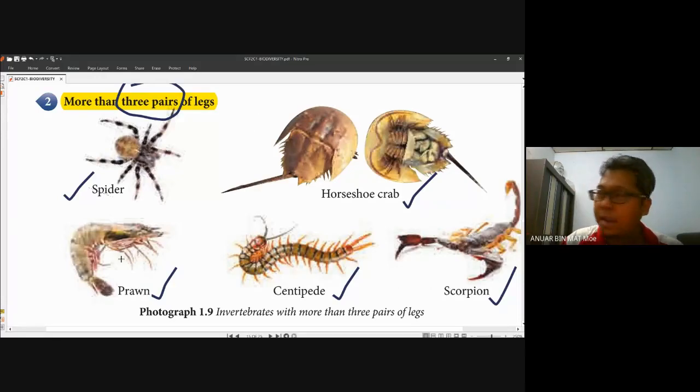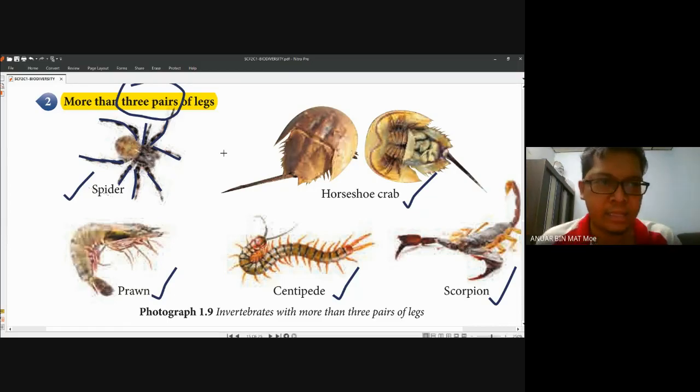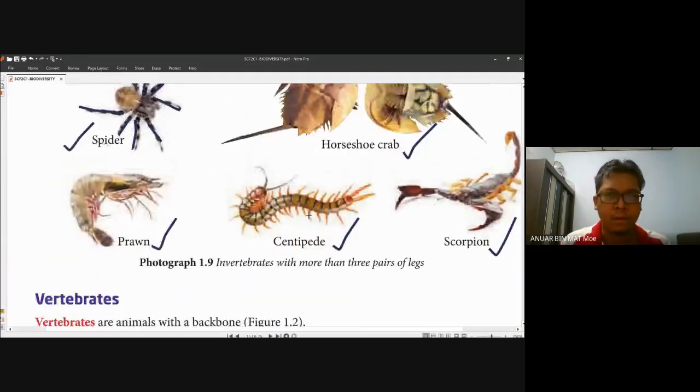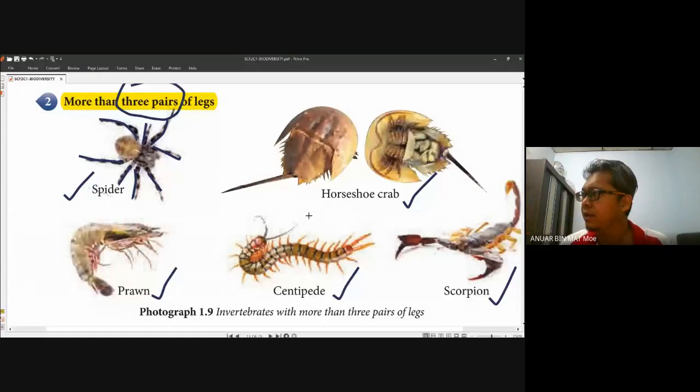For example, here spider got 8 legs, right? Number 1, second leg, third leg, leg number 4, 5, 6, 7, and 8, right? These are the animals, or the examples of animal that has more than 3 pairs of leg. Okay, finish invertebrate. Can you understand this?